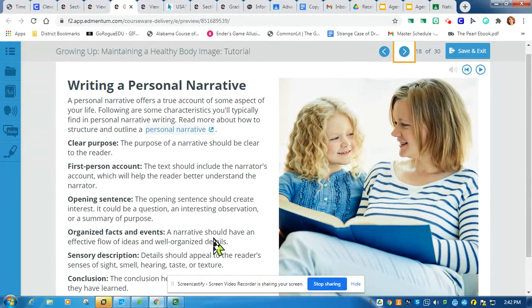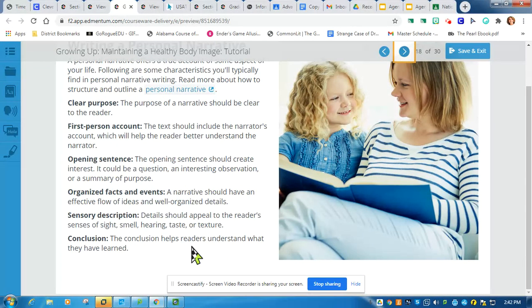Make sure you use lots of sensory description in your personal narratives. You want to appeal to my sense of sight and smell and hearing and taste and texture. You want to use lots of adjectives, okay? Lots of adjectives in a personal narrative. And then it's going to have a conclusion, an ending, to help readers understand what they've just read, to sum everything up.